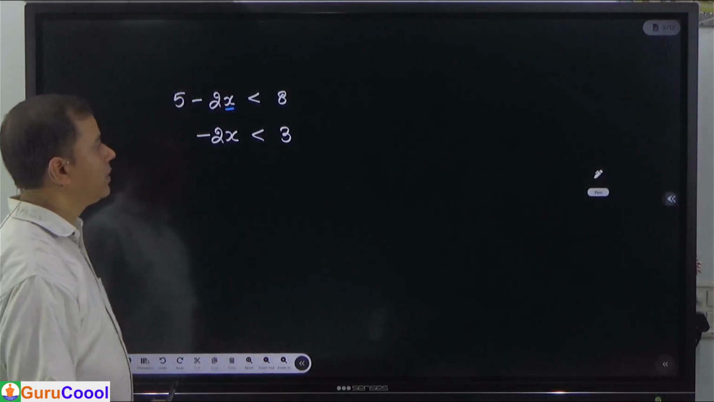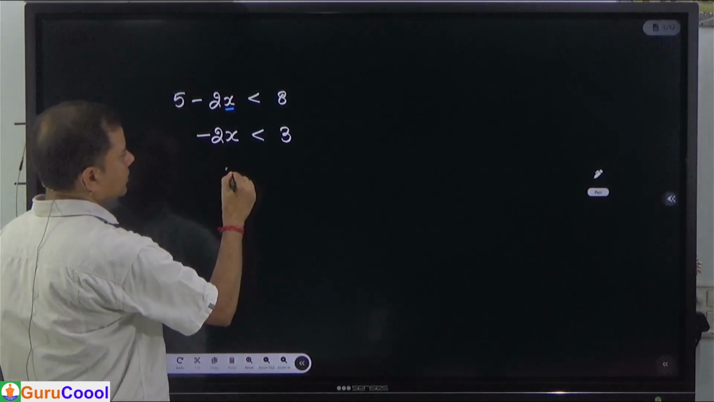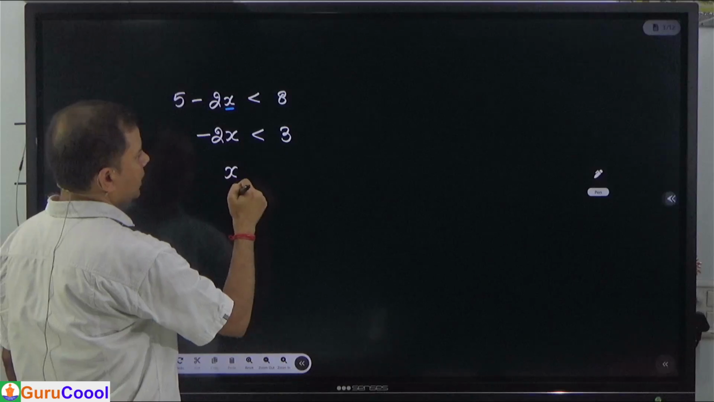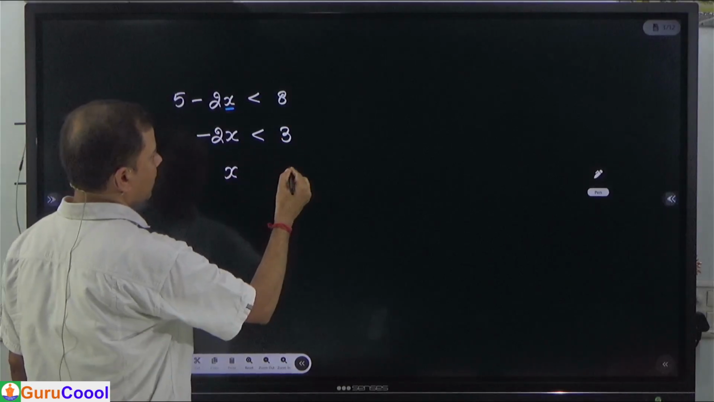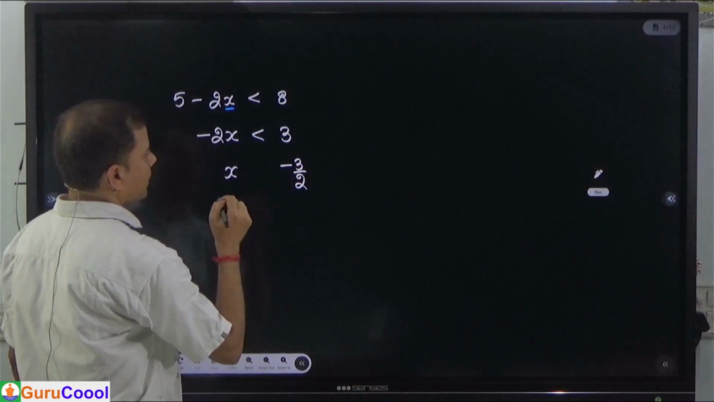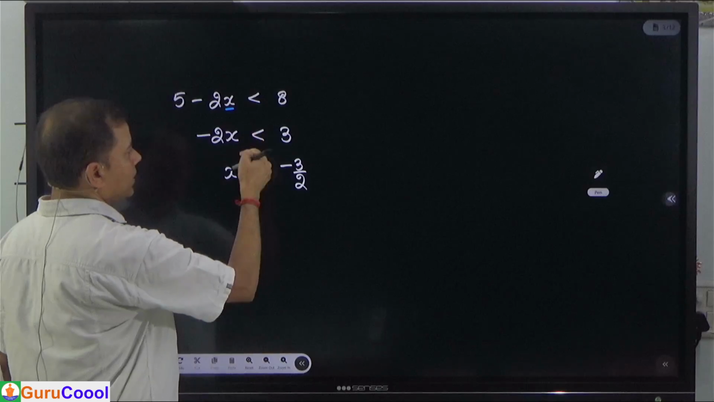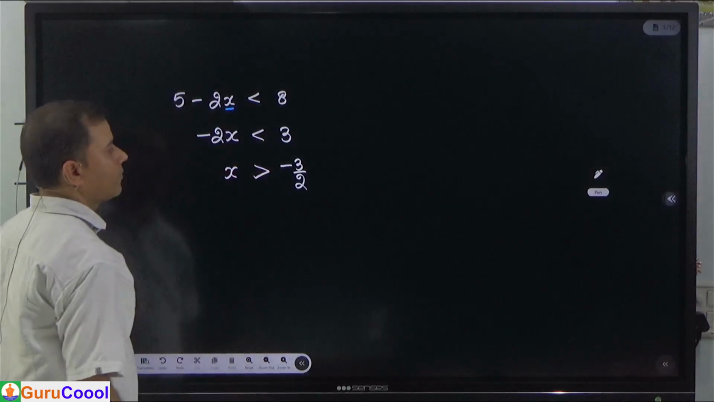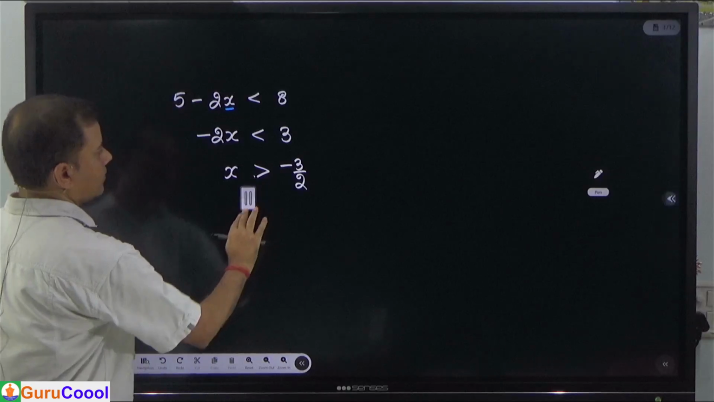As soon as you divide by a negative number, left side will be having x, on the right side will be having negative 3 by 2, and this inequality will flip. So keep it in mind. That's the rule.